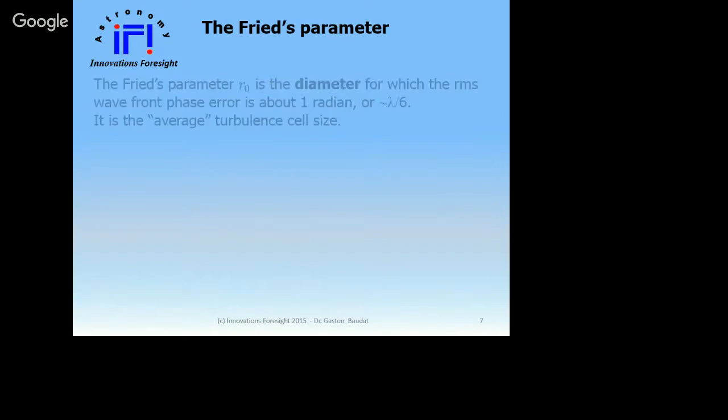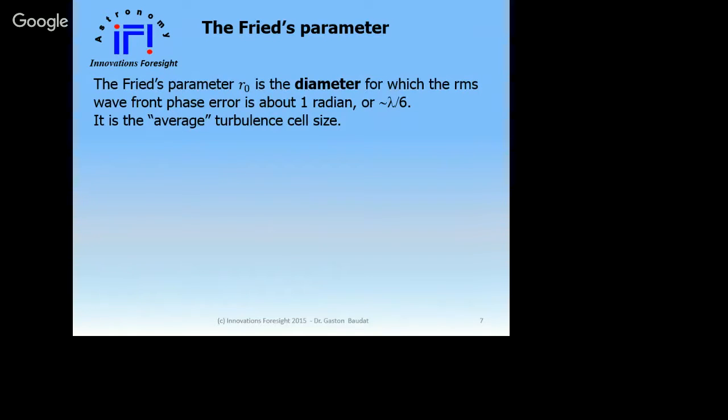Now the Fried parameter is very important. It is known as r0, and it's a diameter, a diameter for which the RMS wavefront error is about 1 radian. Again, that is lambda over 6 of the wavelength. This is, if you wish, the average size of the turbulence cells across the whole atmosphere, of course.